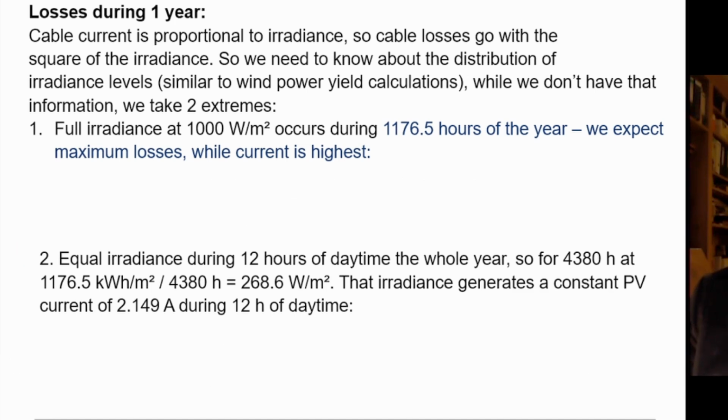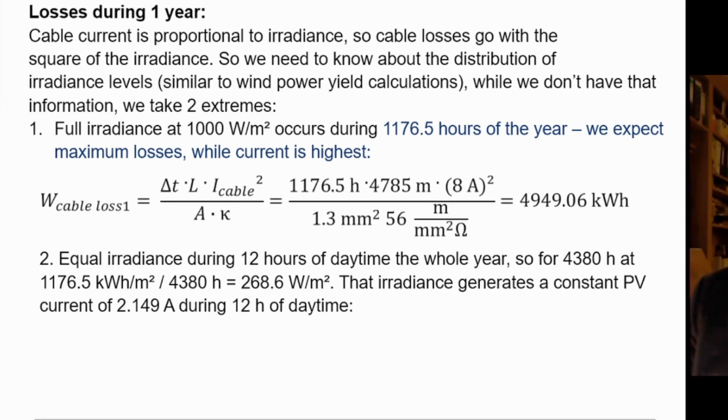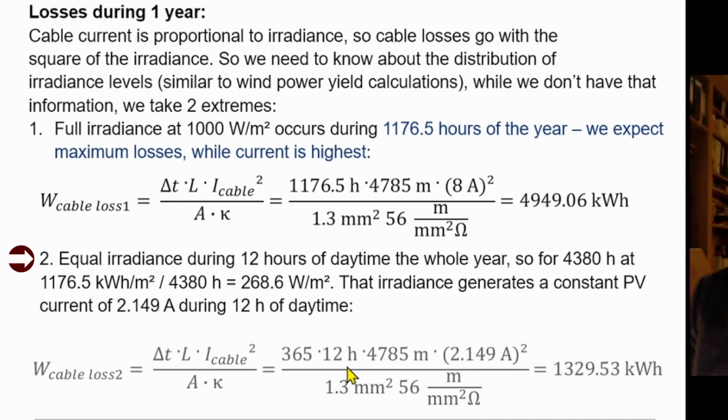If we go to 2000 volts, we just put in the right numbers, so we have less cable requirements and accordingly less losses. Same issue for the more equalized irradiance. We have only about a fourth of the current and accordingly a fourth of the losses here, so we have about 1329 kilowatt hours.